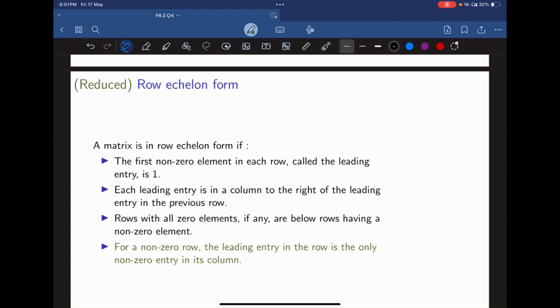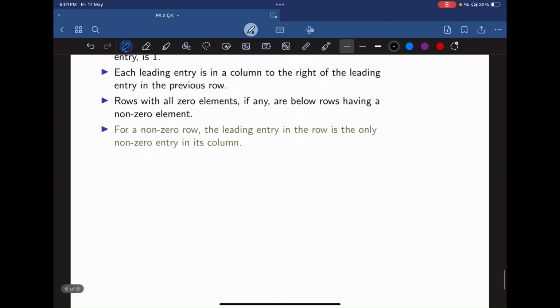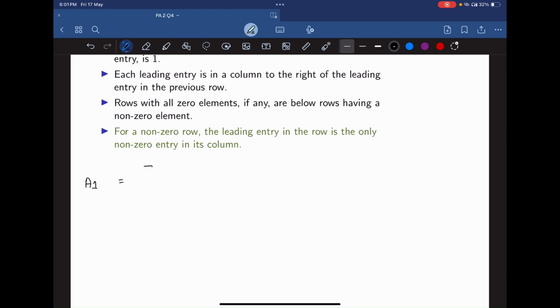So based on these conditions, let's try reducing the matrix, first with A1. So the matrix is this.